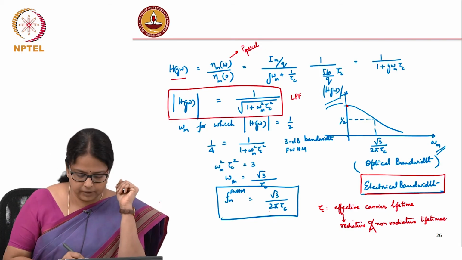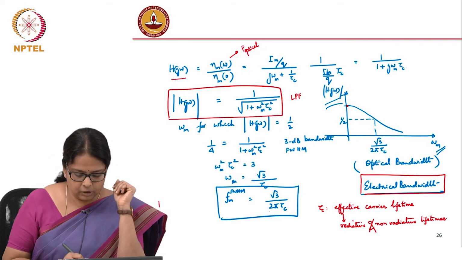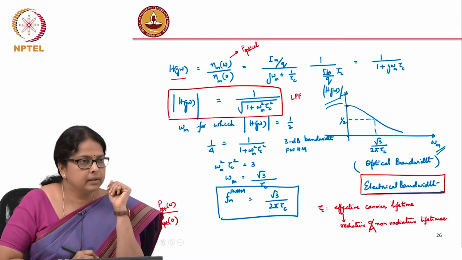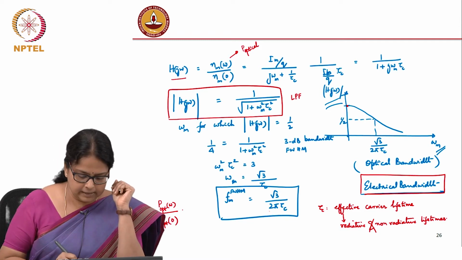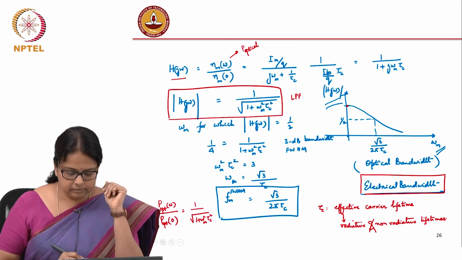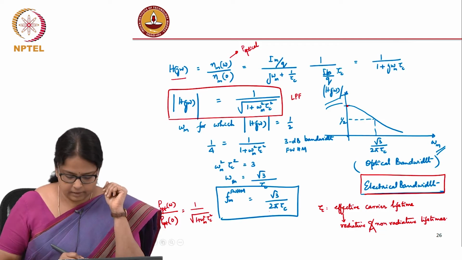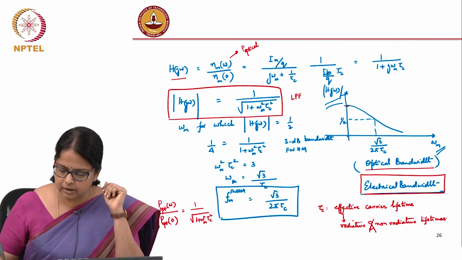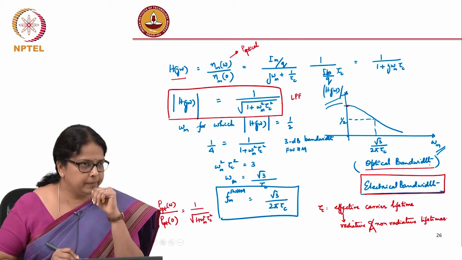So this H of j omega that we have written, I can also write as a ratio of P optical at omega divided by P optical at 0 frequency, right? And the magnitude of that is 1 by square root of 1 plus omega m square tau c square. So this is the speed with which your light will respond.